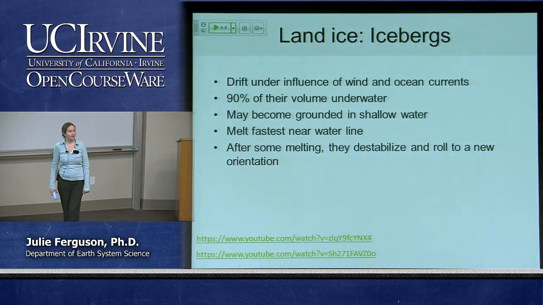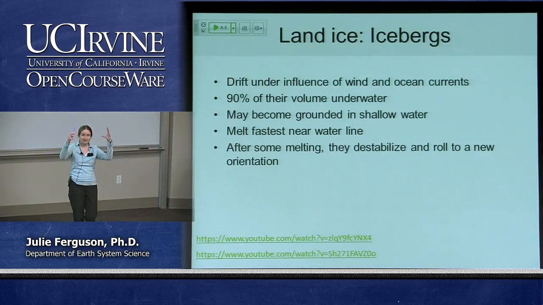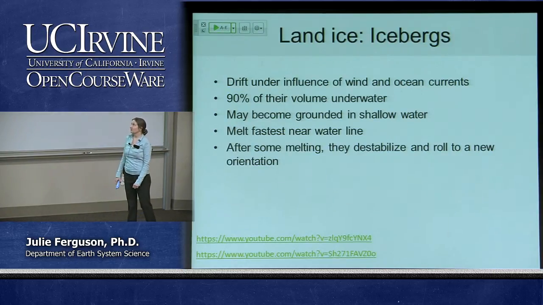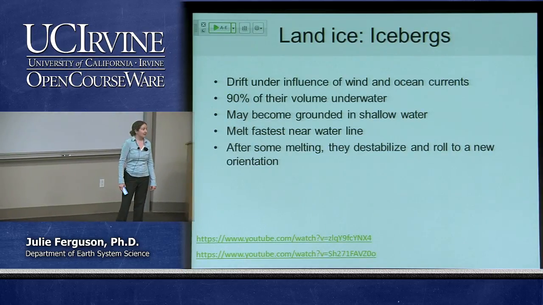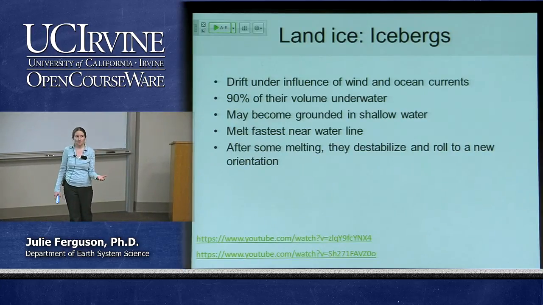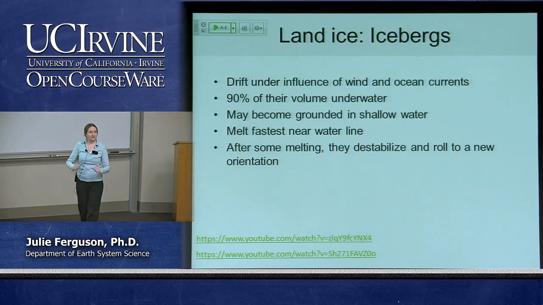They tend to drift around. They move with ocean currents, they move with the wind, because if they're sticking up above the water, as the wind blows, they will be carried in a certain direction. 90% of their volume is underwater. If they hit shallow water, therefore, then they can become stuck for a while, at least until they melt away a little bit more. And they tend to melt fastest near the waterline.